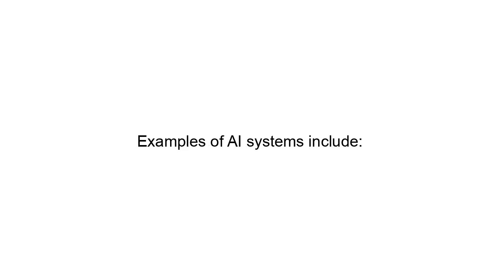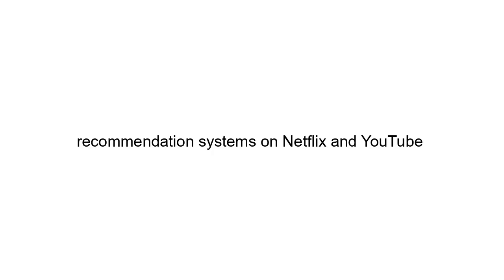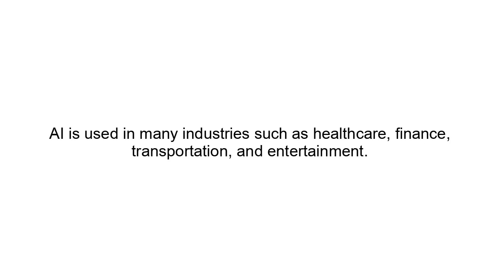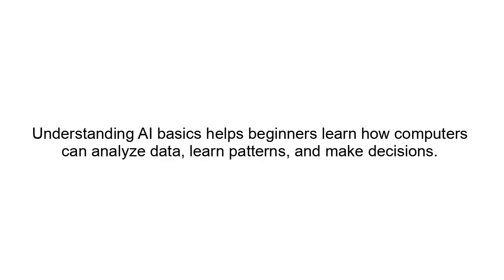Examples of AI systems include voice assistants like Siri or Alexa, recommendation systems on Netflix and YouTube, chatbots and virtual assistants, self-driving cars, image recognition systems. AI is used in many industries such as healthcare, finance, transportation, and entertainment. Understanding AI basics helps beginners learn how computers can analyze data, learn patterns, and make decisions.